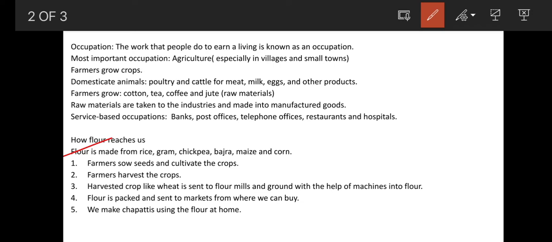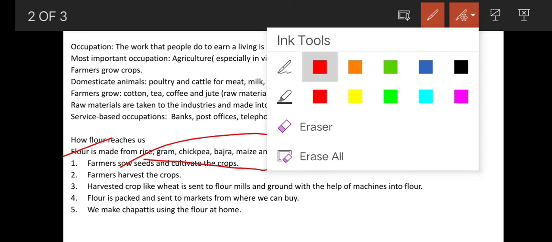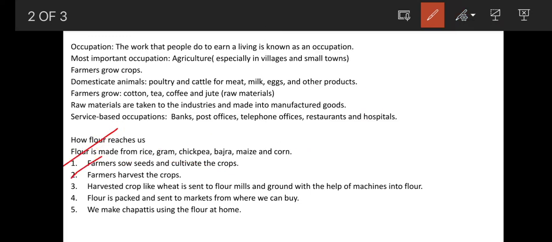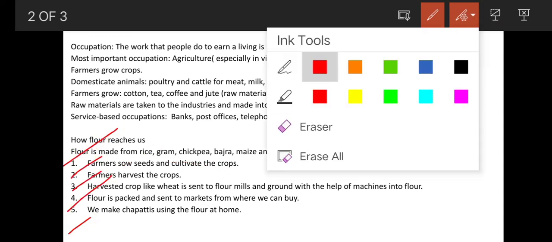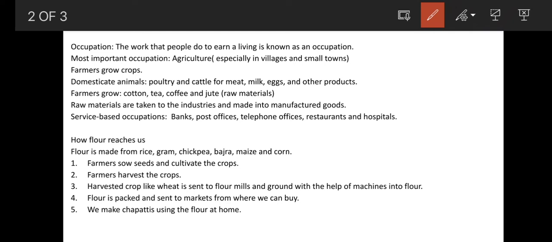Flour is made from rice, gram, chickpea, bajra, maize and corn. These are some of the crops through which flour is made. These are some of the steps of how flour reaches us, how it is produced. The first step is the farmers sow seeds and cultivate the crops. Means the farmers grow the crops in the field.